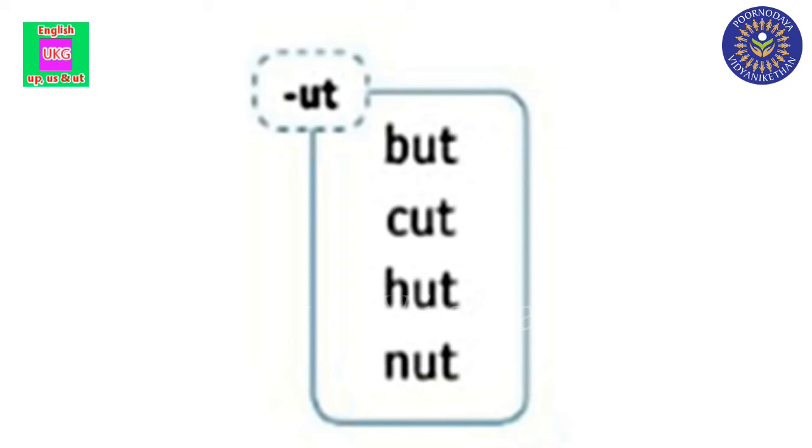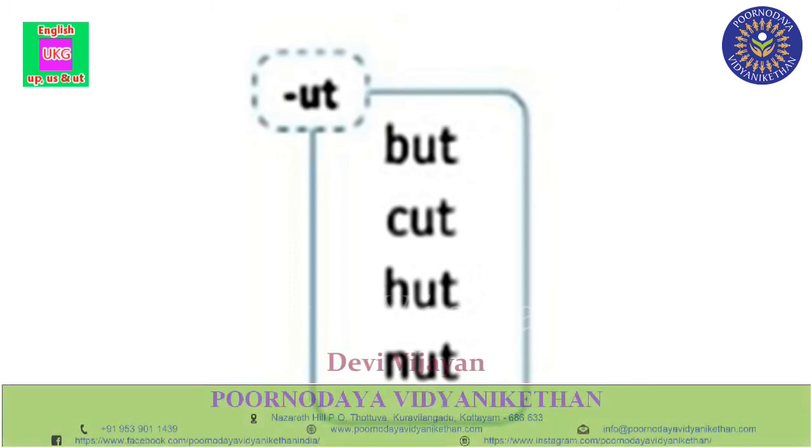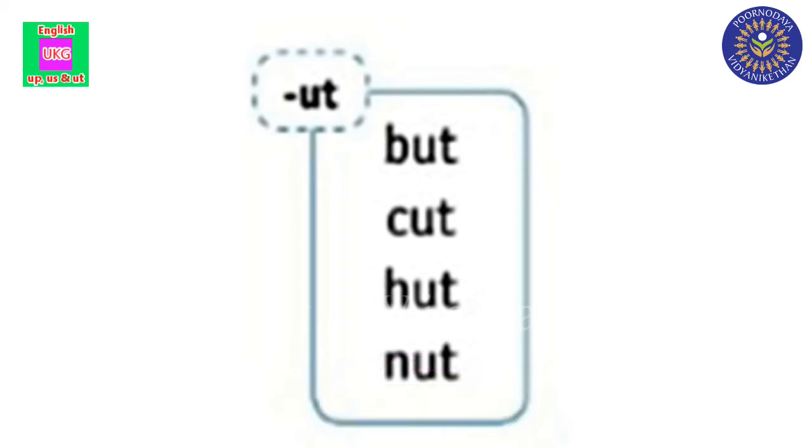C U T. Cut. C U T. Cut. Repeat it, children. C U T. Cut. What is the sound here? Ut sound. Now see the next one. H U T. Hut. Repeat it. H U T. Hut. What is the sound here? Ut sound. Now see the last word in this box.